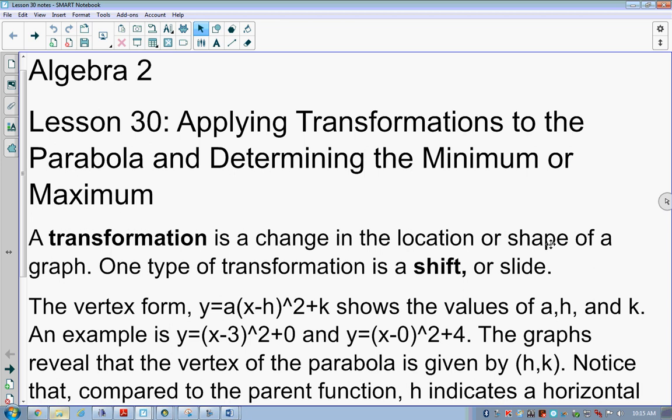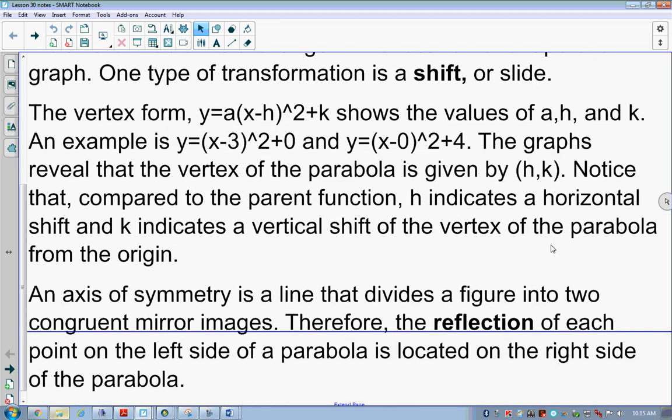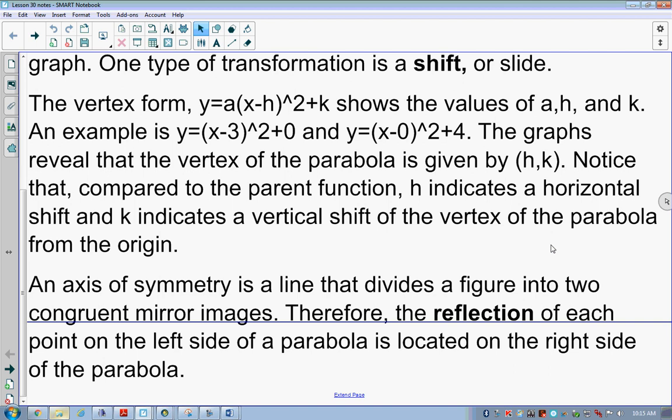So a transformation is a change in the location or shape of a graph. One type of transformation is a shift, otherwise known as a slide. And that's all we're really doing here. Now, like I've said before, with how this is typed up, we do understand that the caret symbol means squared, right? We normally see that above it, so hopefully we can read that. So in the vertex form, and I think we've already covered vertex form in here, correct?